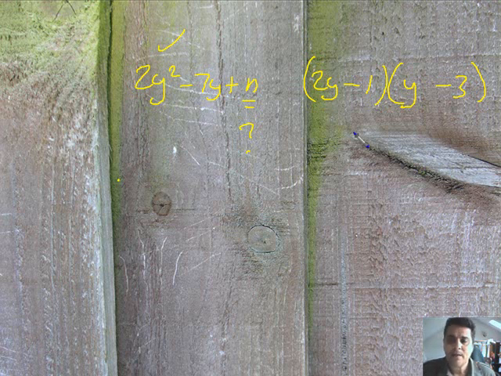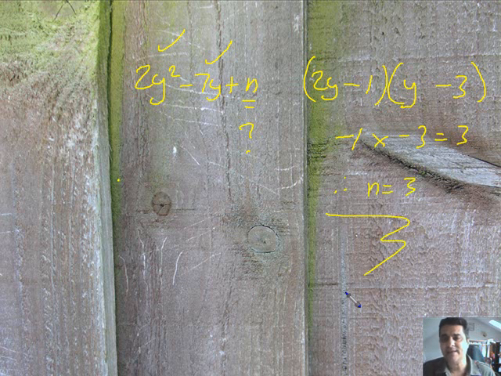Have you got that? And minus 1 times y is another negative y. So minus 6y and another minus y makes minus 7y. And look what I've got here. Minus 1 times minus 3 is 3. Therefore, n is 3. Isn't that easy?